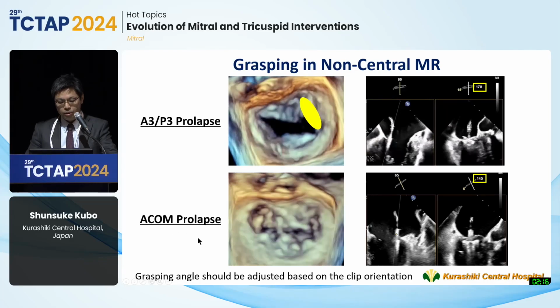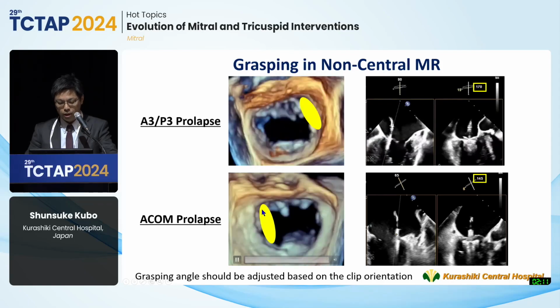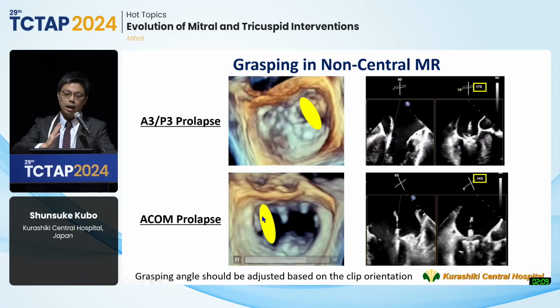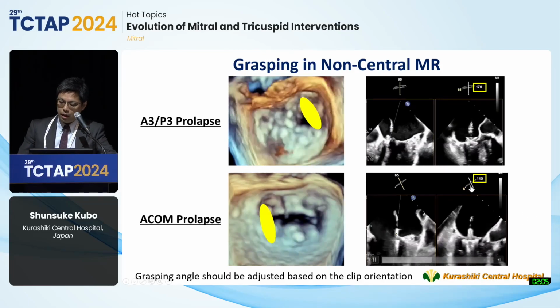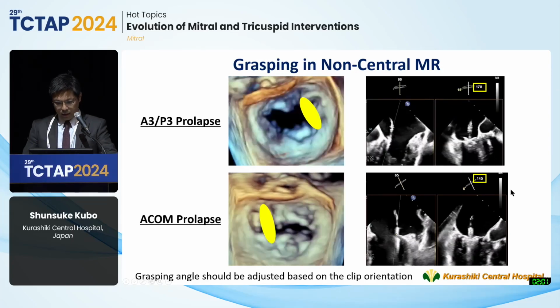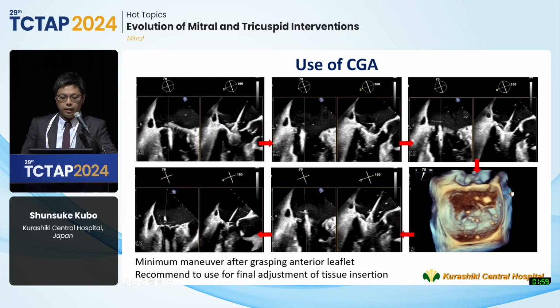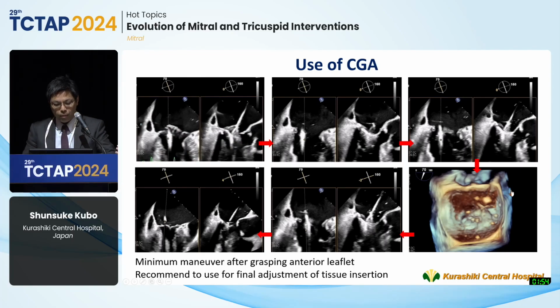This is under commissure for us. We should put the clip like this, so it's also a counterclockwise orientation. So we should reduce the grasping angle of the LVOT like this. When we use the CZA, minimum maneuver is recommended for the final adjustment.